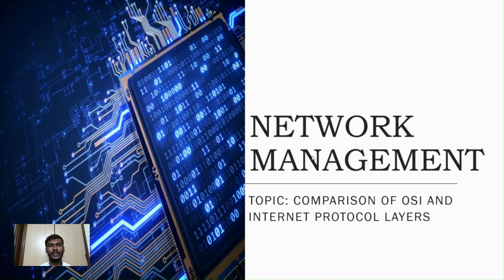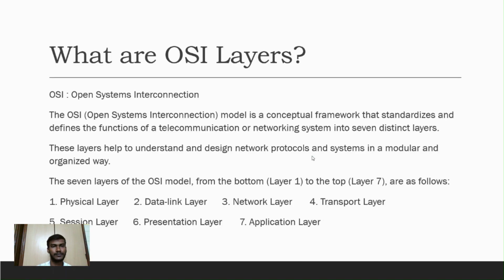Hi everyone. In this session, we are going to discuss the comparison of OSI and Internet Protocol layers. What are OSI layers? What is the full form of OSI? Open System Interconnection. Now, let us see the definition of OSI.